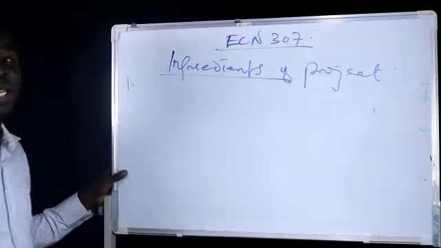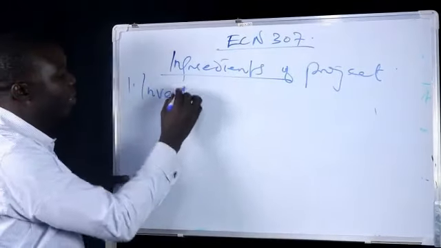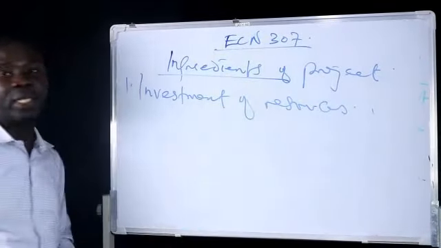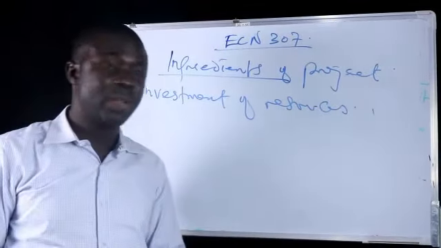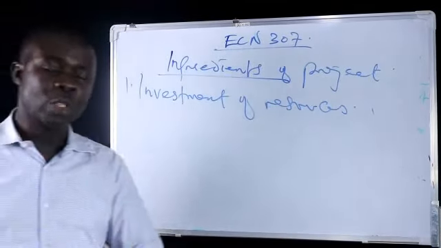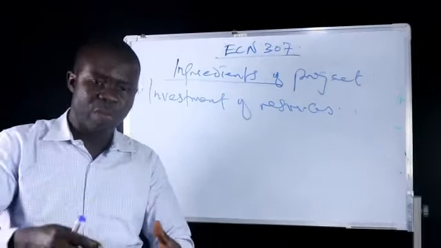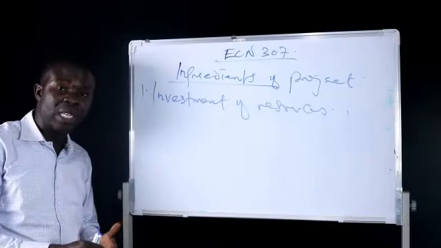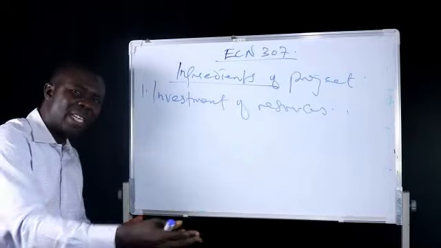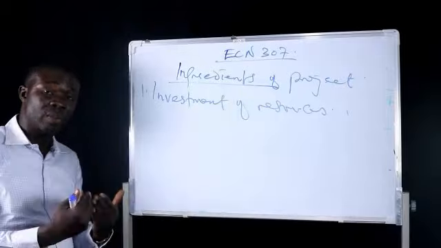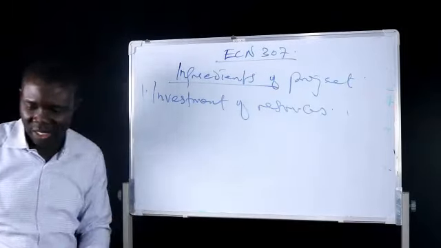The first ingredient of project is investment of resources. Investment of resources is one of the ingredients of project. It means for you to call something a project, you must be able to invest your scarce resources. Okay? Human wants are unlimited, but resources are limited. That's scarce resources, sacrificing them with the anticipation that you get something in return, it's a project. That is the first ingredient.